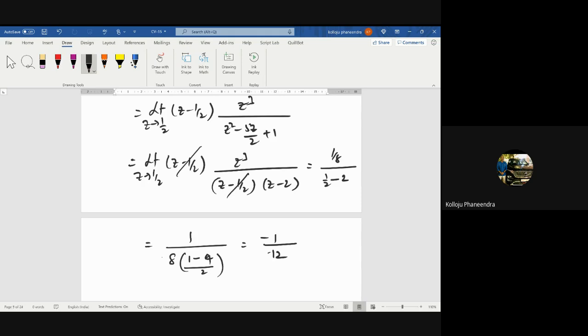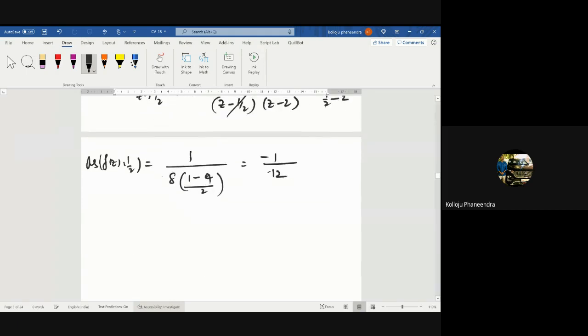Is it correct? Any corrections? 4 minus 3. This is 1 by 2, 1 by 8, 1 by 2 minus 2, minus 3 by 2. Done. Correct. This is the residue of f of z at 1 by 2.